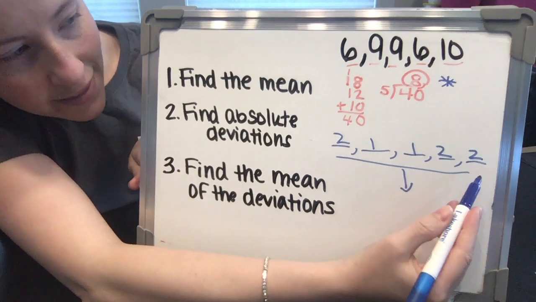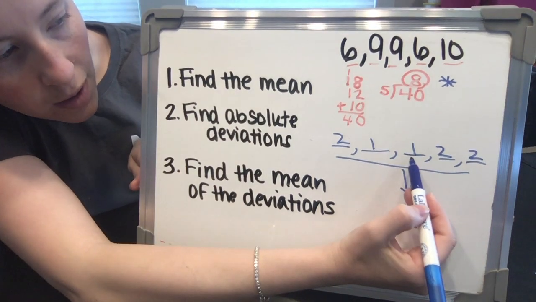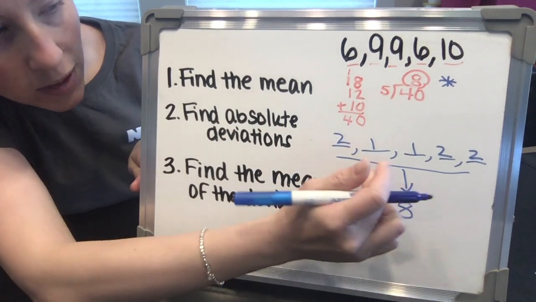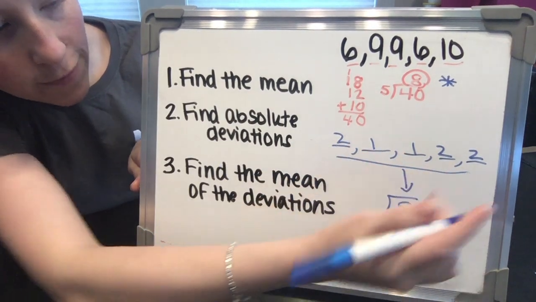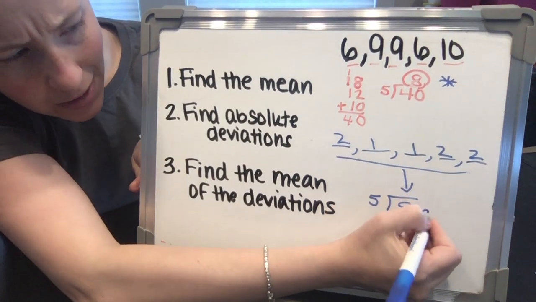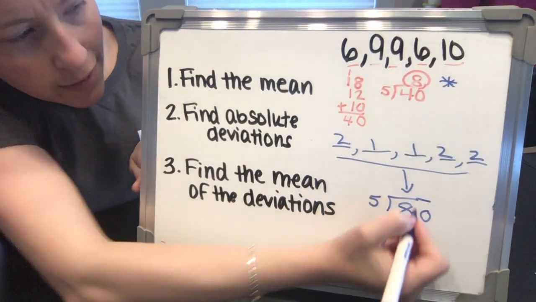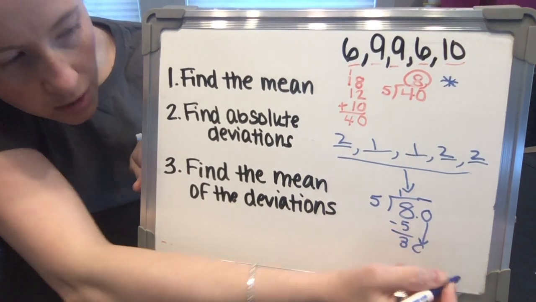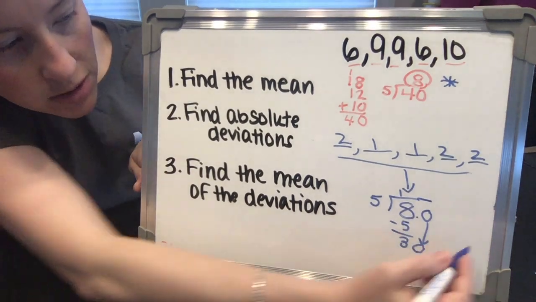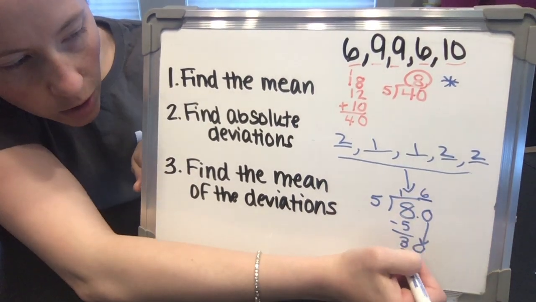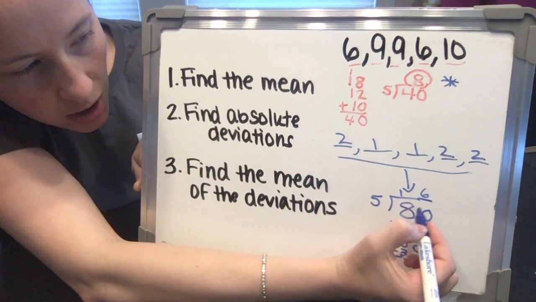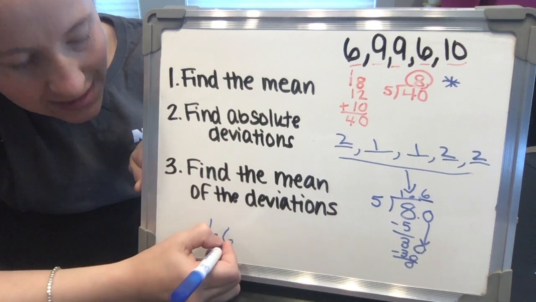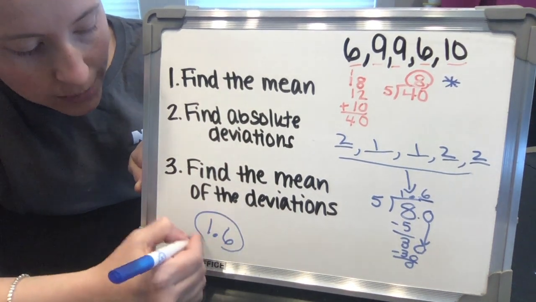Okay, so let's add these up. 2 plus 2 is 4, 1 makes 5, and then 6, 7, and 8. So we got 8. We're going to divide it by 1, 2, 3, 4, 5. I definitely think I'm going to need a decimal for this one. 5 goes into 8 once. There's 3 left over. Okay, we got 30 now. 5 goes into 30 6 times. No leftovers. So my answer is 1.6. That is my mean absolute deviation.